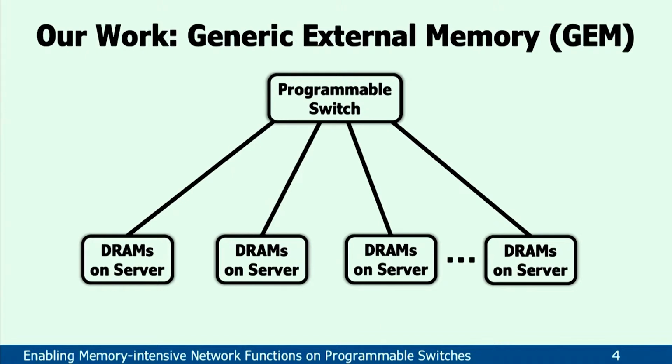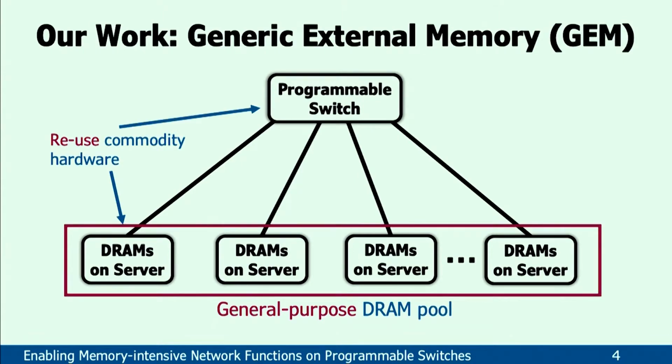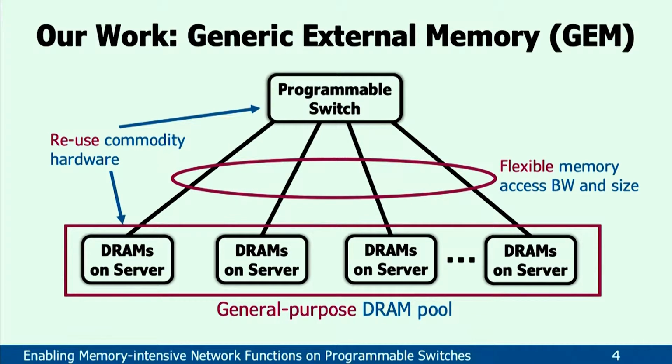Based on this observation, we proposed GEM, generic external memory for programmable switch data planes. In GEM, instead of attaching separate DRAM to the switching board, we decided to reuse existing resources in the data center. The key advantage of our approach is that it's very cheap, flexible, and readily available. It just reuses existing commodity hardware in data centers without adding additional infrastructure cost. Also in GEM, you can adjust the amount of DRAM and the memory access bandwidth at runtime.